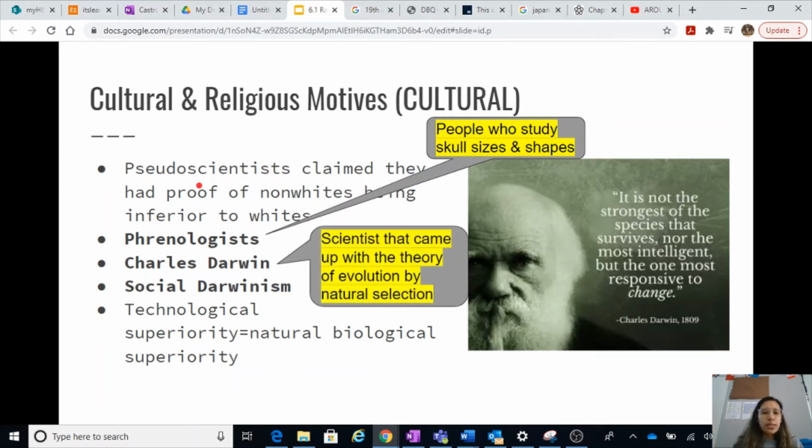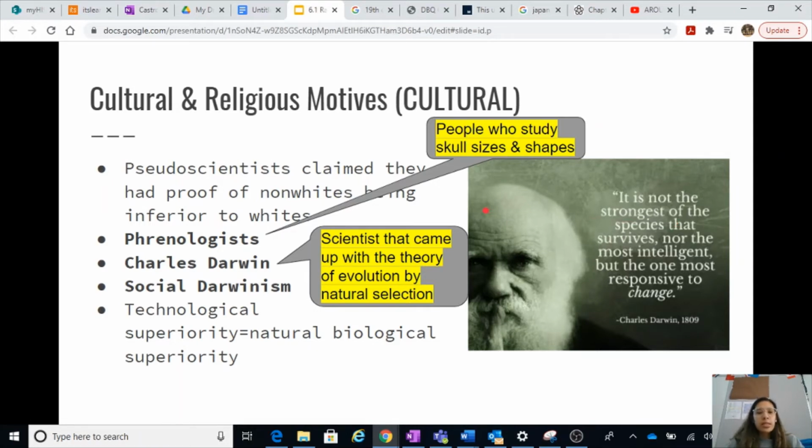We're also going to see Charles Darwin pop up, but he's not going to have any say in imperialism. Darwin is the scientist that came up with the theory of evolution by natural selection. He didn't say it's the survival of the fittest, it's the survival of the species that is most adaptive. If you've paid attention in your biology class, you know what Darwin came up with.